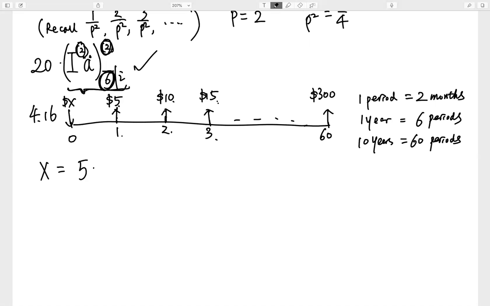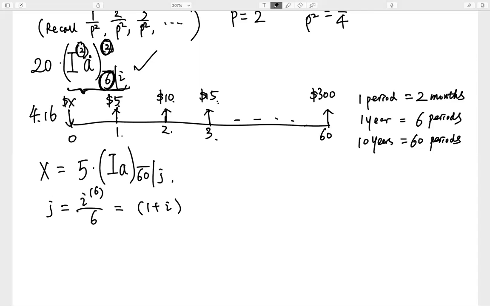Okay. I want to know the present value. So let's factor out this 5. Then it becomes 1, 2, 3, all the way to 60. This is the increasing annuity immediate for 60 periods. j is the effective interest rate for 1 period. So j would be i^(6) over 6 in notation. In computation, we know i is 8%. So it's 1 plus i raised to the power of 1 over 6, minus 1. Okay, what is the number? I get this is about 1.2909%.